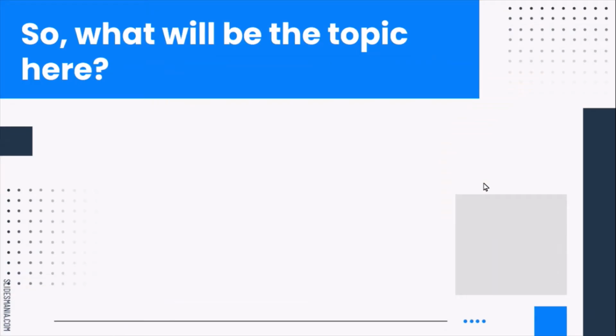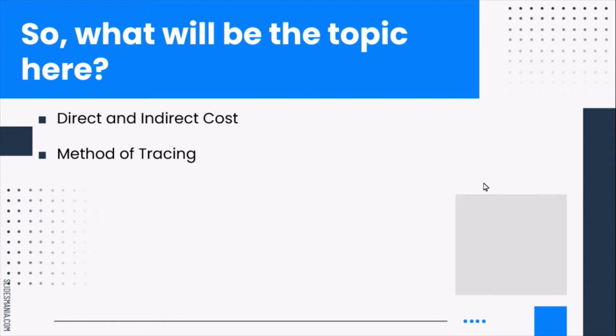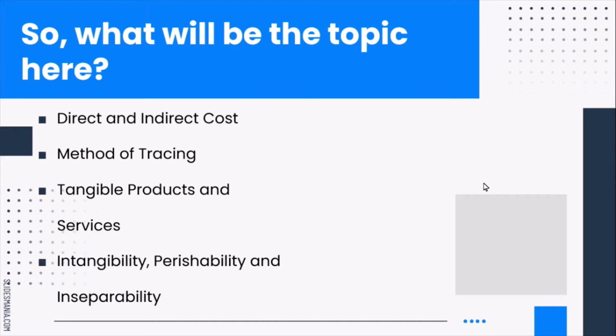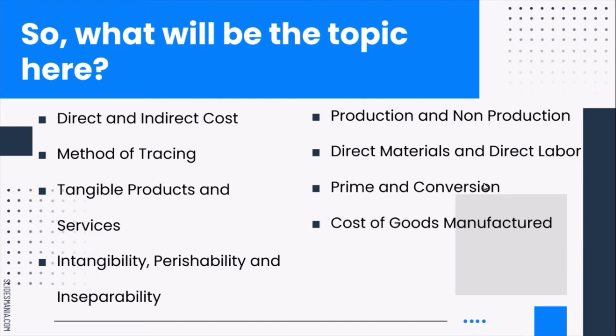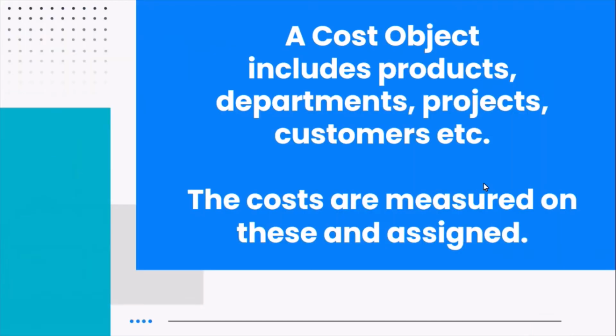So what will be the topic here? The topic will be the direct and indirect costs, the methods of tracing, the tangible products and services, the intangibility, perishability, and inseparability cost. Then we have the production and non-production, direct materials and the direct labor, prime and conversion cost, cost of goods manufactured, work in process, and cost of goods sold. So what are those? Let's start with our topic.